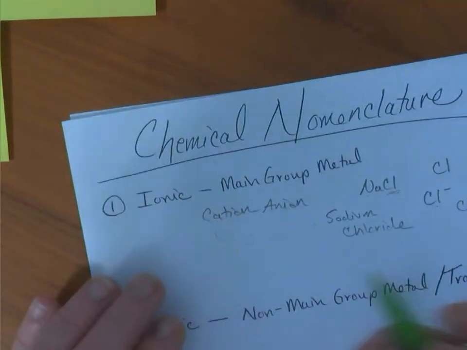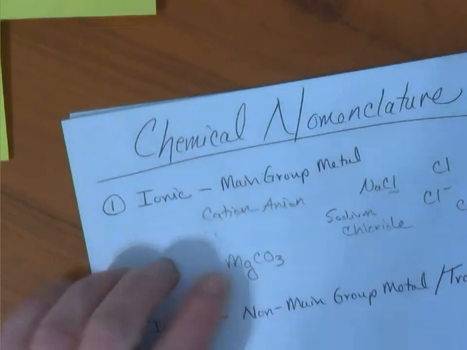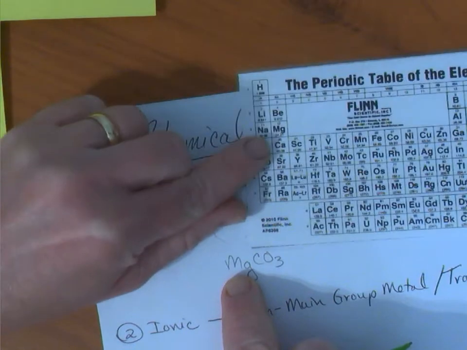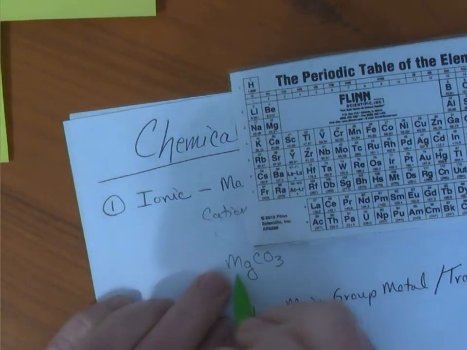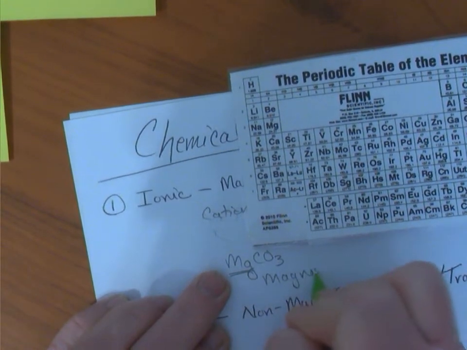What about MgCO3? All right, it begins with a metal, so I know it's ionic. Magnesium, group 2, main group metal. So I just dig right into the naming. This is the magnesium ion, but I do not include the word ion.